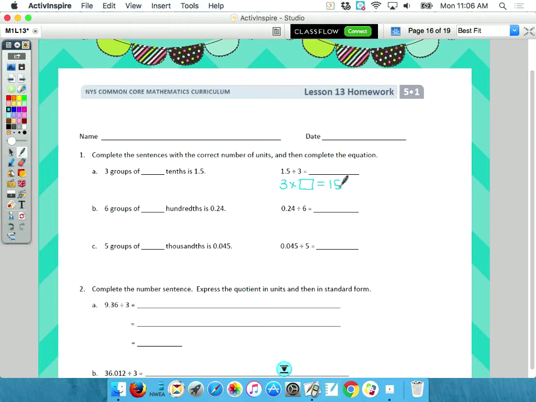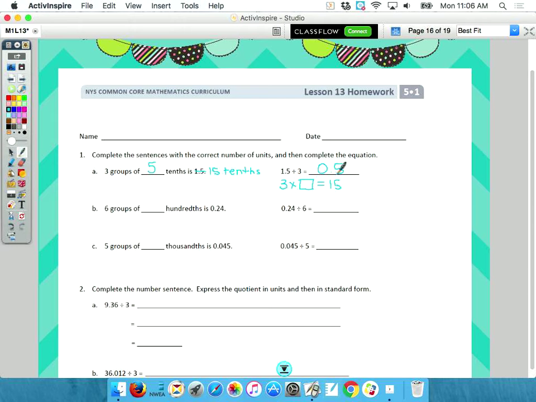Now, what goes in the box? 5. Okay, now let's read this problem, though, because Cooper's right. It's not just 15 ones. 3 groups of 5 tenths equals 15 tenths. So 15 tenths is written, or 5 tenths is written as, good. Okay, this is the first thing we practiced.